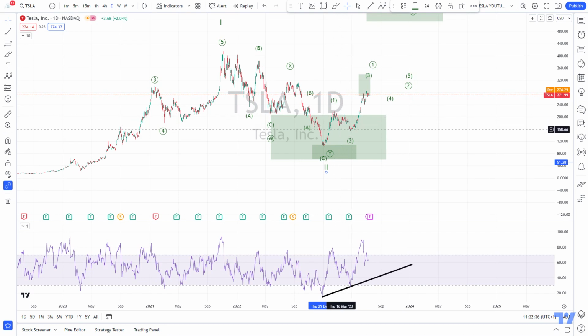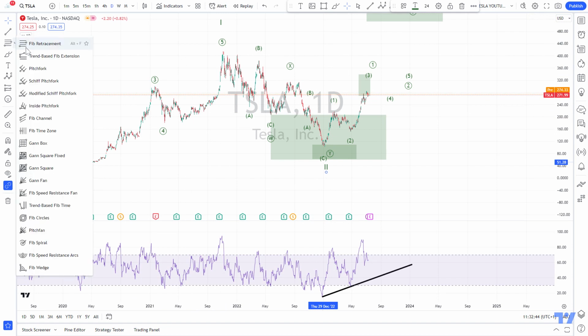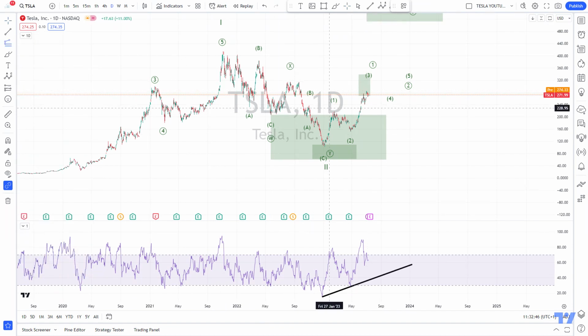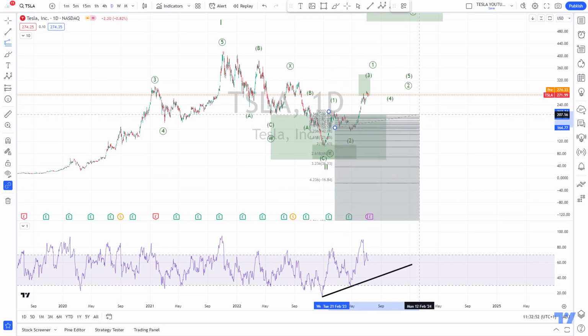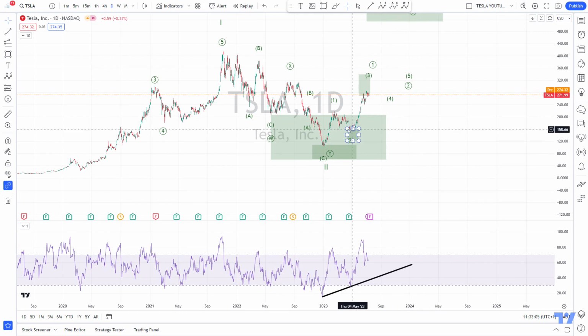As you can see, we reacted from the equal leg area, the area that we can find by taking the length of the wave A and the length of the wave B. Then we should react from the area between the 1 and the 1.618 FIB extension, and this is what we did.